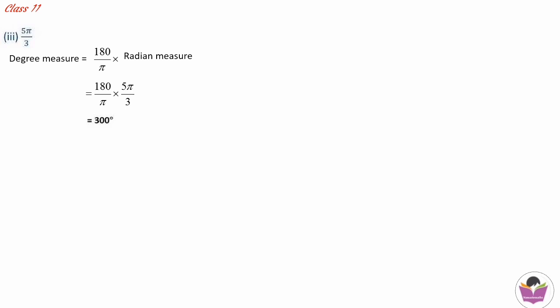So if you want, I will show you the calculation. That is pi we can cancel, and 3 and 180, that is we can cancel, and 6 3s are 18, and one more 0 will be coming. So 60 into 5 is 300 degrees. Next is 7 pi by 6. So that portion you will be doing as homework. Move on to the next question.